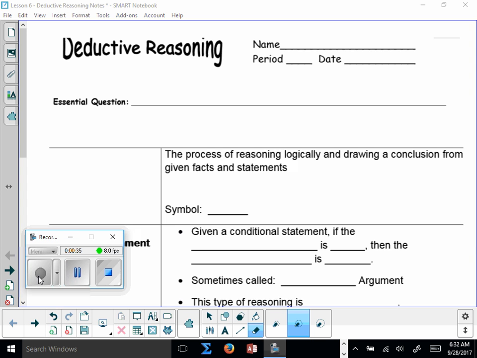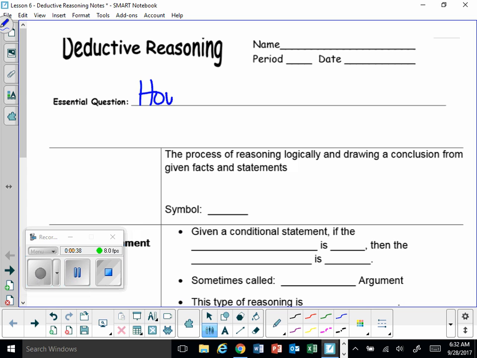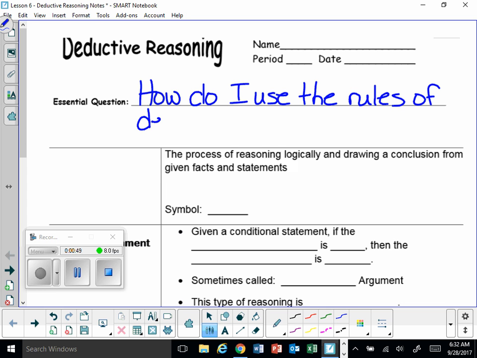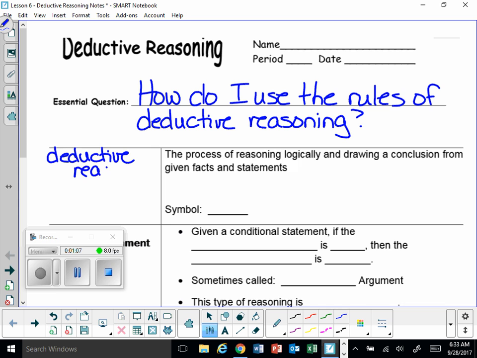Our essential question today is, how do I use the rules of deductive reasoning? All right, so deductive reasoning is the process of reasoning logically and drawing a conclusion from given facts and statements.